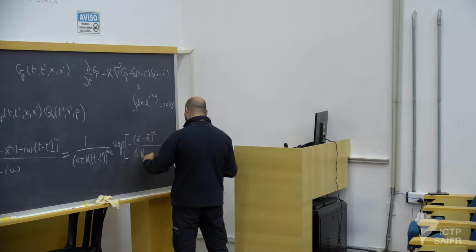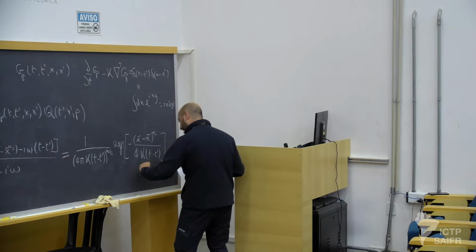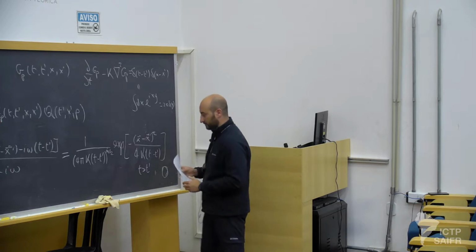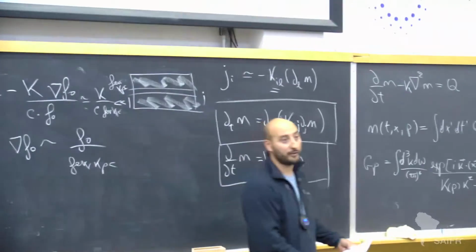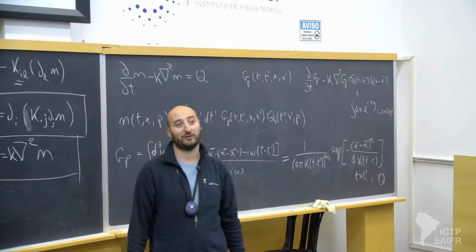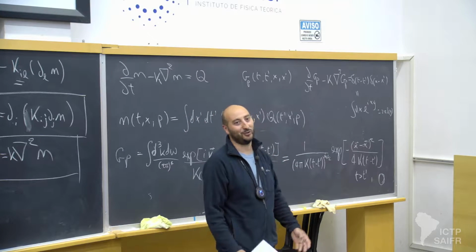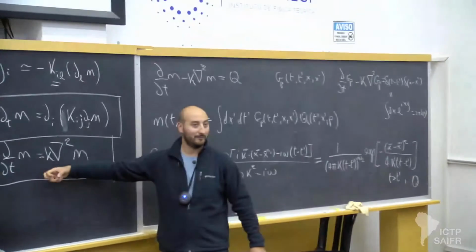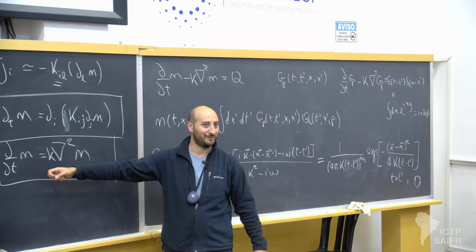For k t minus t prime. If t is larger than t prime, otherwise it's 0. Okay? So if you have solved the heat equation before, you have found exactly the same thing. And by the way, if you have found the propagator of Schrödinger equation, the free one, you would have found exactly the same thing. Okay? It's always the same. Apart from the factors of i, etc., etc., this is the free particle Schrödinger equation. It has exactly the same mathematical structure. Do you recognize it?